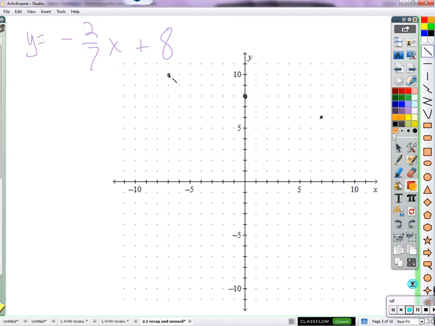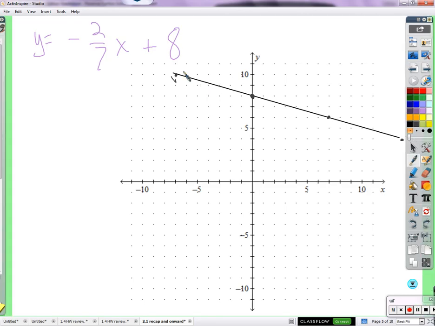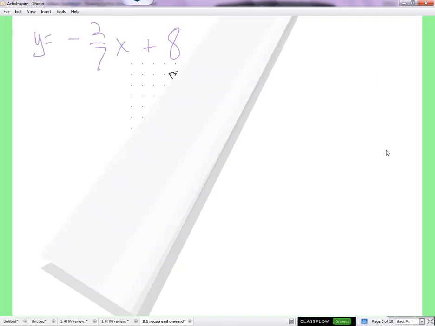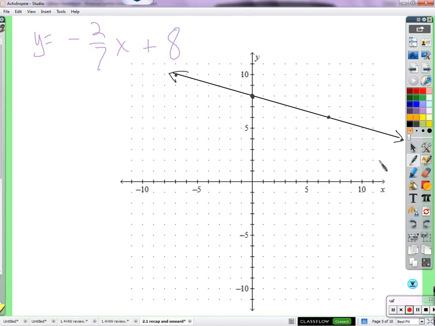So we found far more than enough points. We just needed 2. We found 4 instead of just 2. There we go. And then we plotted an infinite number. So it could be pretty much you go over 7, down 2.